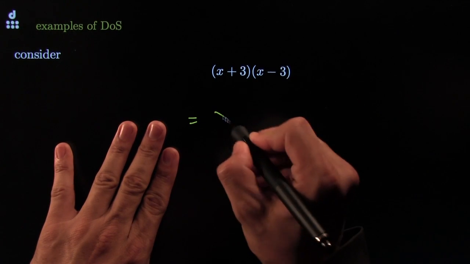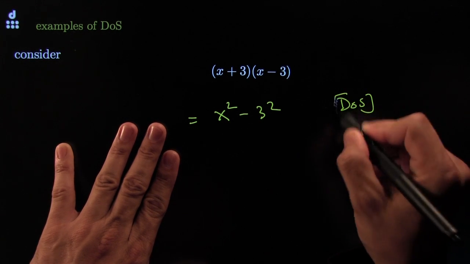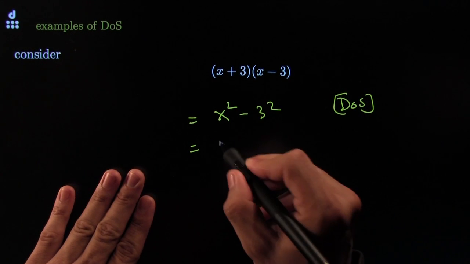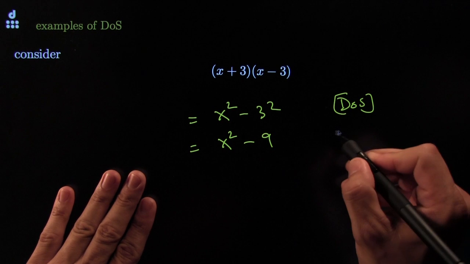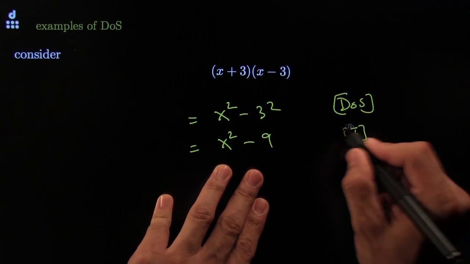Here, this one would be x squared minus 3 squared. Difference of squares, done. You could take it one step further if you wanted to. Hide the pattern. If you want to be a pattern hider, you could turn it into that.